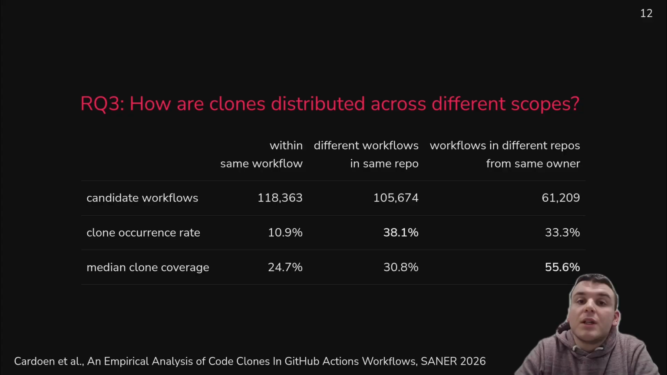We found that clones are especially present in different workflows from the same repository, with 31% of workflows having at least one clone with another workflow from the same repository. And for the clone coverage, we found that it's especially high in workflow from different repositories from the same owner, with in median 55% of the workflow that is cloned with another workflow from another repository of the same owner.